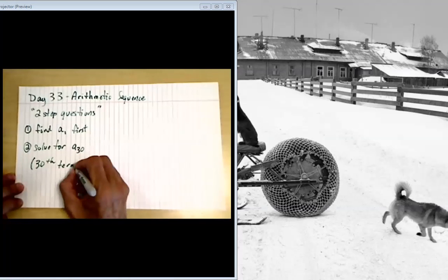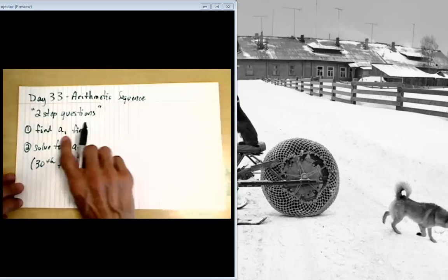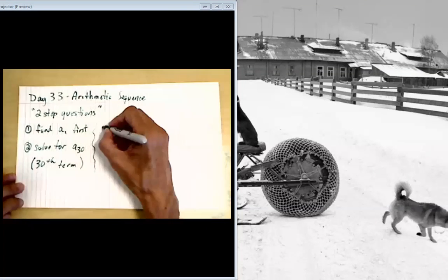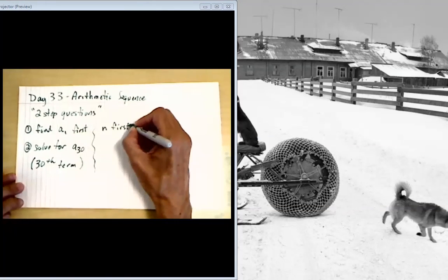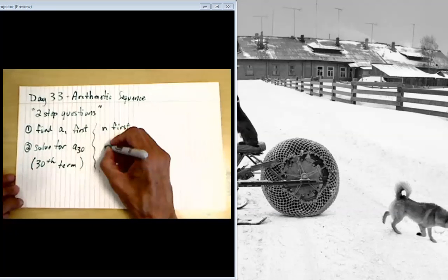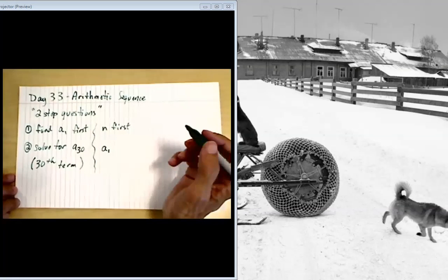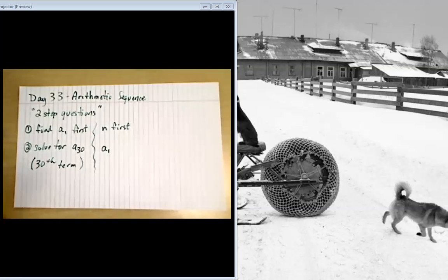Okay, another example of a two-step question is where instead of finding A1 first, you might have to find N first. And then once you have N, then maybe you could find what A1 is afterwards. Okay, so two steps. That's what's going to be happening here.